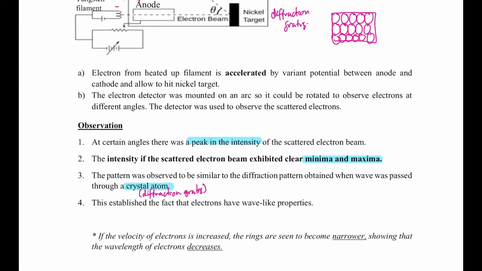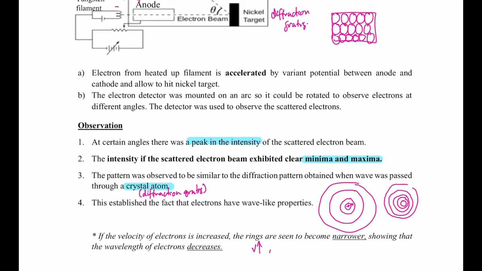Okay, menghasilkan diffraction pattern. So dia kata kat sini, if the velocity of electron is increased, so V increases, the rings are seen to be narrower, showing the wavelength of the electron decreases. Maksudnya kalau kita kata pasal diffraction pattern biasa, kalau dia besar macam tu, okay, so distance between here will be the lambda lah. So kalau yang ini dia kata narrower, kalau lagi laju dia lagi rapat. So bila dia lagi rapat, means that the wavelength will decrease. Right? Okay, so next.